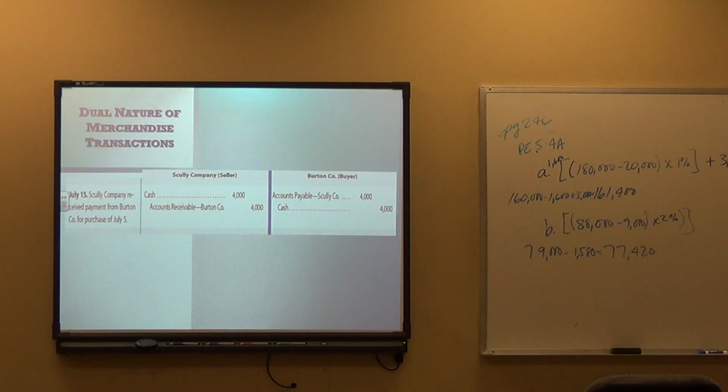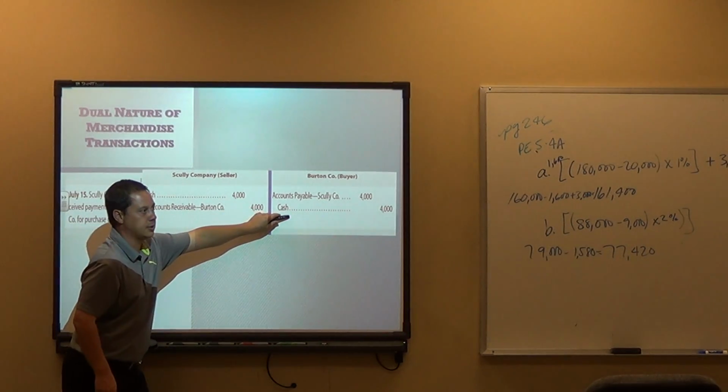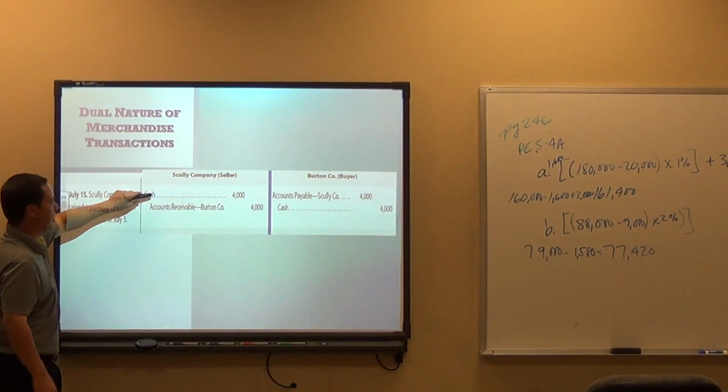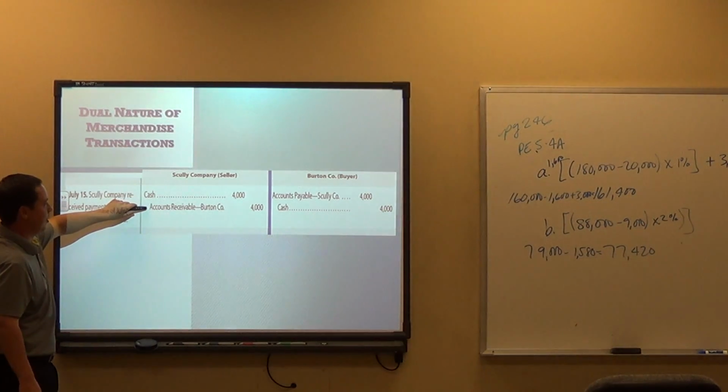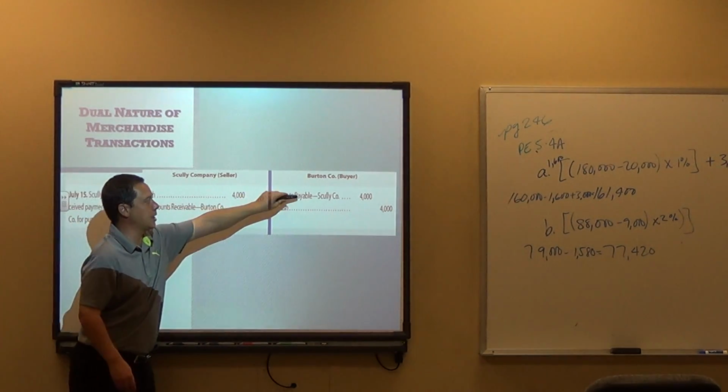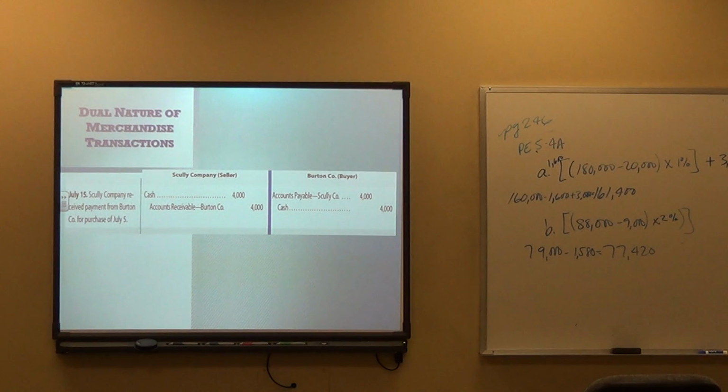All right, so Scully Company received payment from Burton Company for the purchase on July 5th. They're only paying that portion of it. So they paid $4,000 here. As you can see, we got cash in; we're debiting, so we're getting it in. Their accounts receivable went down because they paid it, and their accounts payable went down because they paid it.